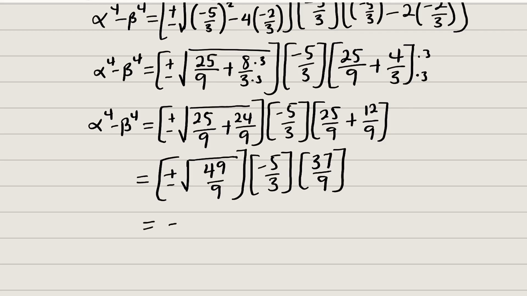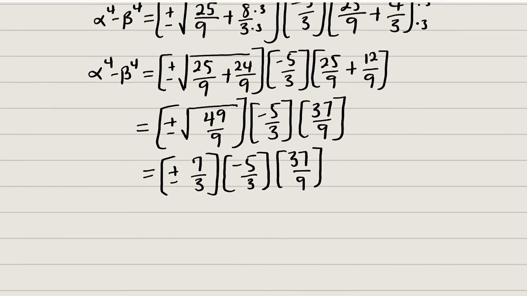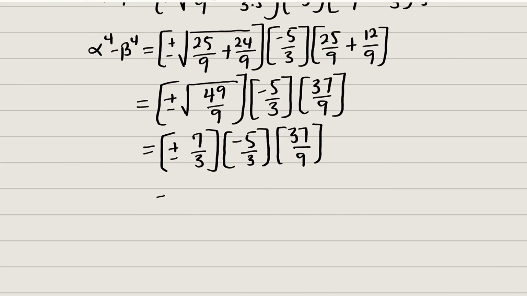This is equal to plus or minus, the square root of 49 is 7, square root of 9 is 3. Multiply by negative 5 over 3. Multiply by 37 over 9. Now let us remove this plus or minus outside. Then we multiply these numbers together. 7 times negative 5 is negative 35.